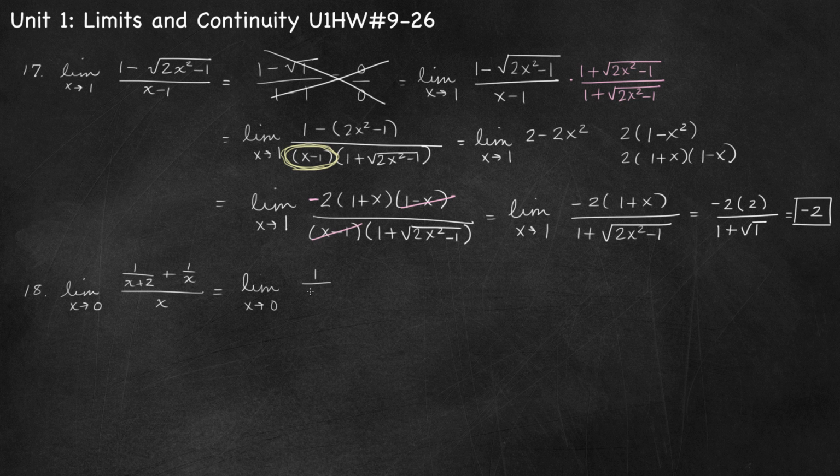So 1 over x plus 2 plus 1 over x, over x, and I'm multiplying by x times x plus 2.